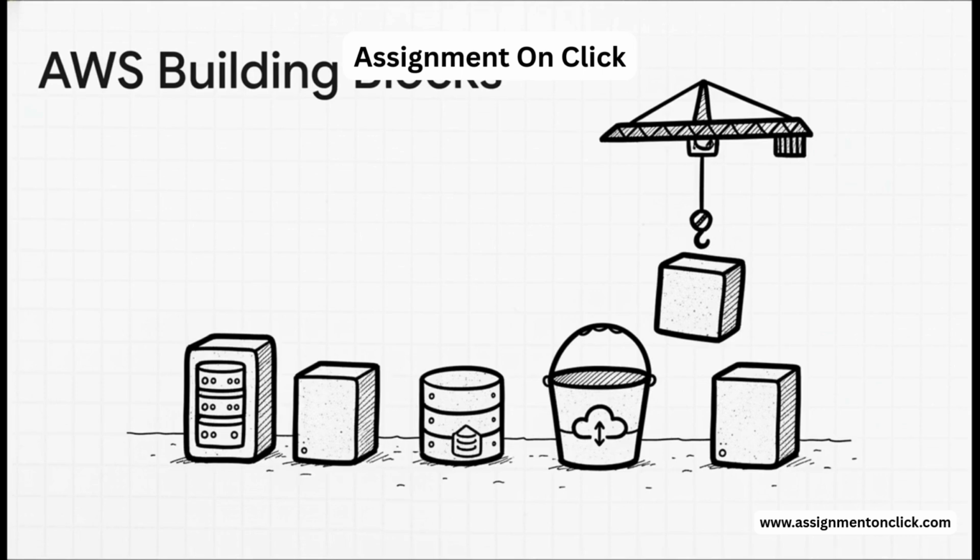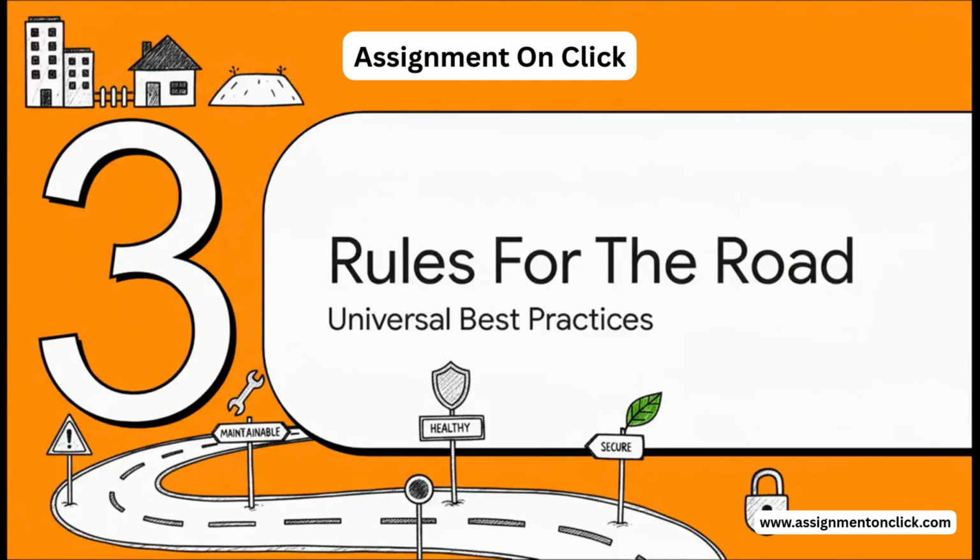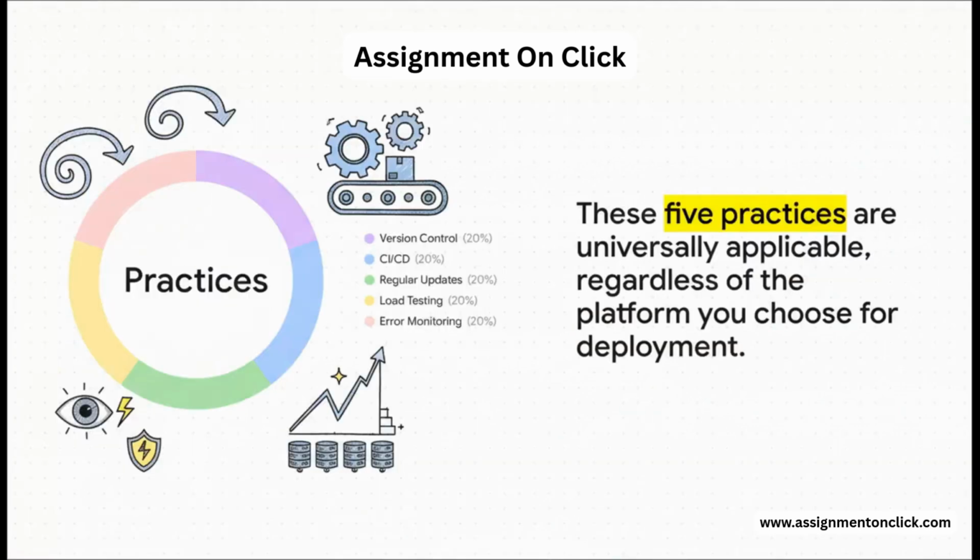It's incredible. Okay, so we have seen the 3 paths. We have the furnished apartment, the empty house, and the raw plot of land. But no matter which one you choose, there are some universal rules of the road. These are the best practices that are going to keep your application healthy, secure, and easy to maintain for the long haul. Think of these as 5 crucial habits.